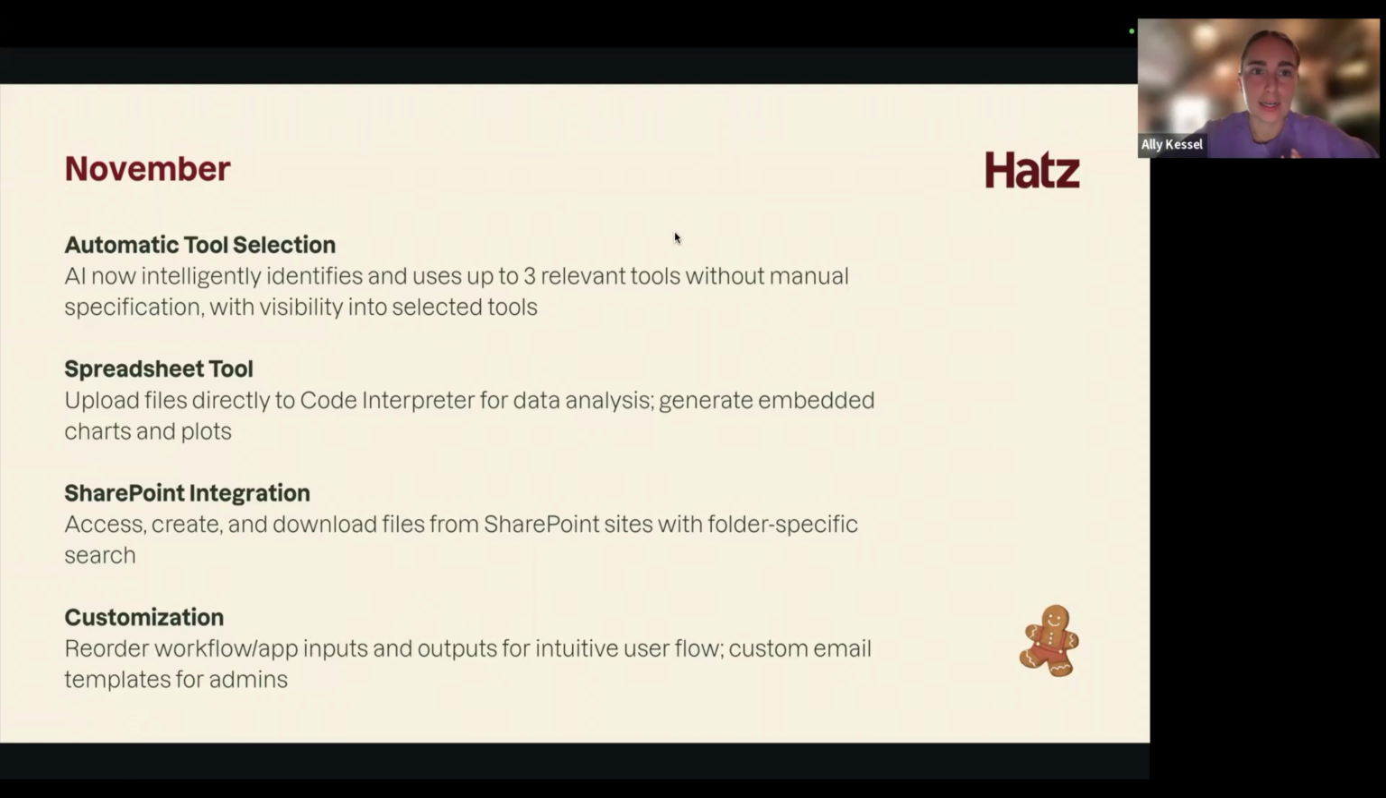And then also, I kind of said it last month, but we stopped operating in just the features we've released and moved to more overall themes, because we're releasing so many features to help meet those themes. Customization was a big word for us in November, and custom email templates, as well as reordering workflow and app inputs and outputs, was another big one that I wanted to highlight here.